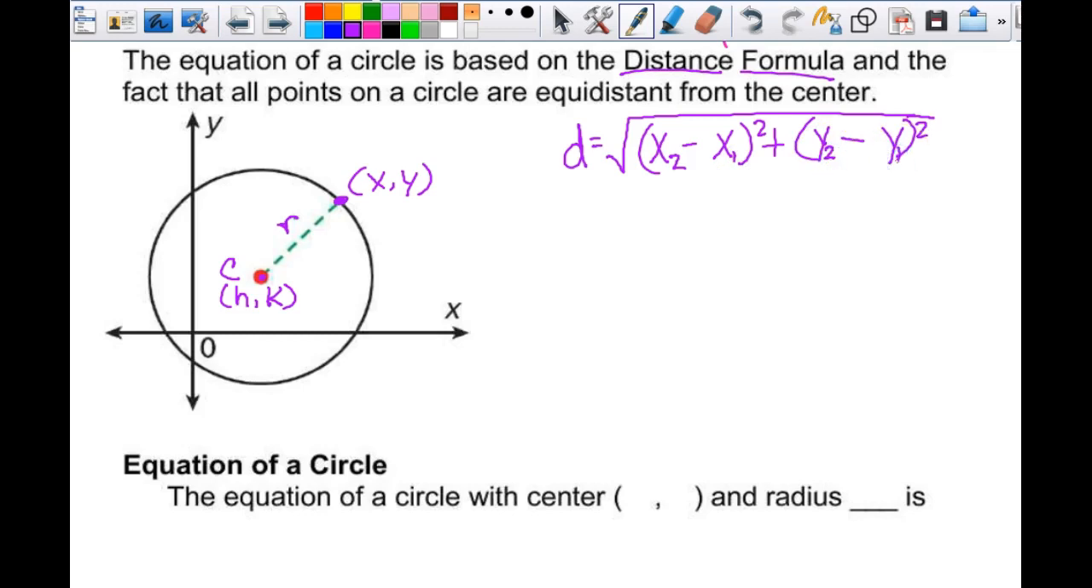But do you see how I built it instead of just trying to memorize what was there? You think about what you know about it and come up with it that way. All right? So that's the distance formula that we got originally from Pythagorean theorem.